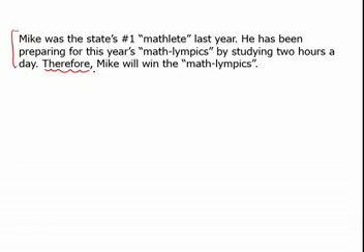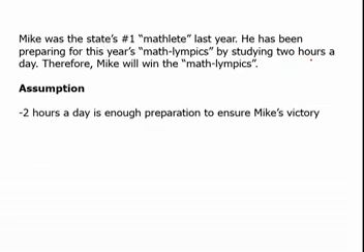Of course, this is usually pretty straightforward when there's only a few lines. It becomes a little bit more difficult when you have 7 or 8 lines. What is even trickier, of course, is identifying those unstated general assumptions. What unstated general assumption do we have here? Well, Mike won last year, and he's going to prepare for this year's Math Olympics by studying for 2 hours. What's the assumption? That 2 hours is enough preparation time to ensure that he'll be a repeat winner.